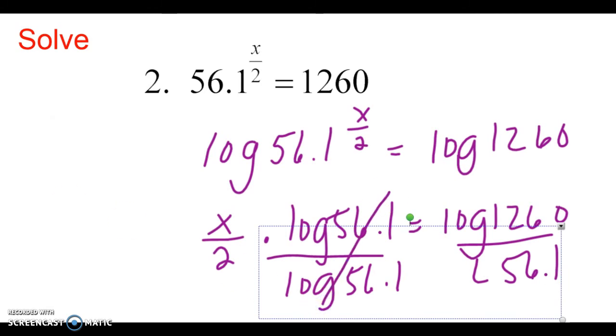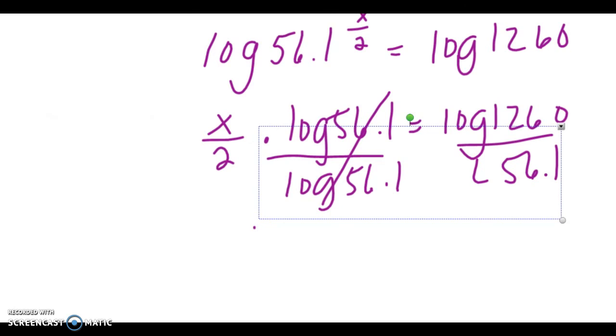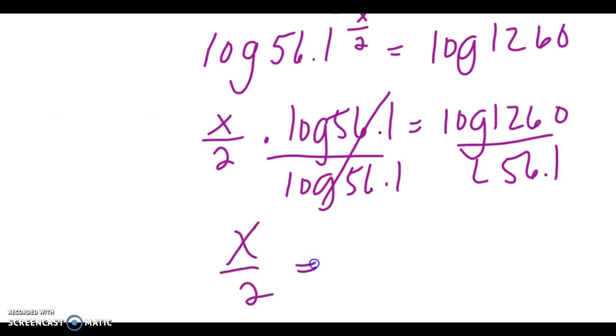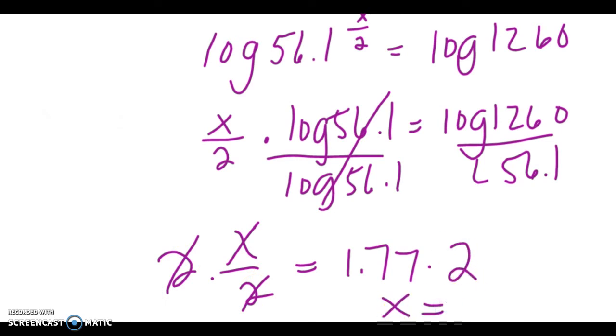We are then going to be left with x over 2, making sure you're shutting the parenthesis after the 1260. And now to get rid of a 2 off the bottom, we multiply as our last step, and x equals 177 times 2, 3.54. Okay?